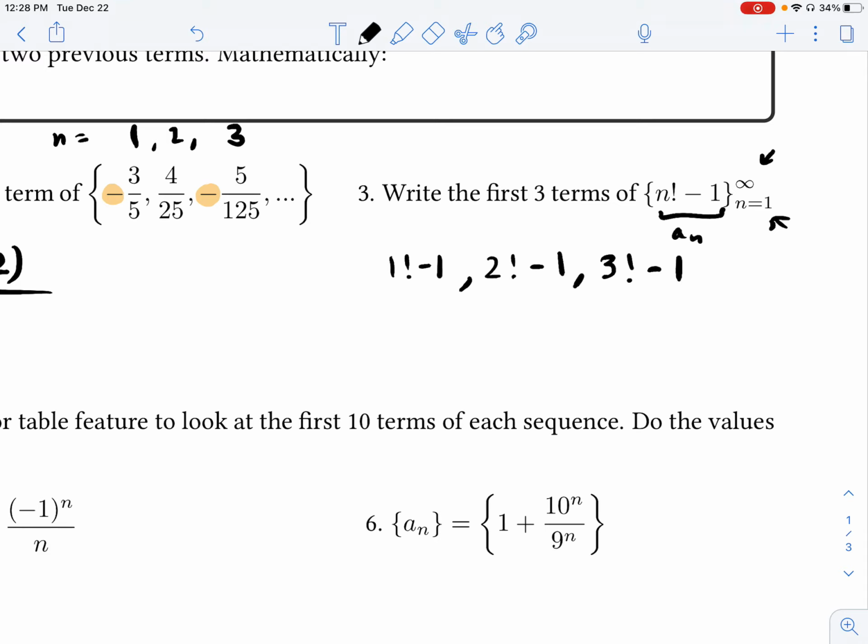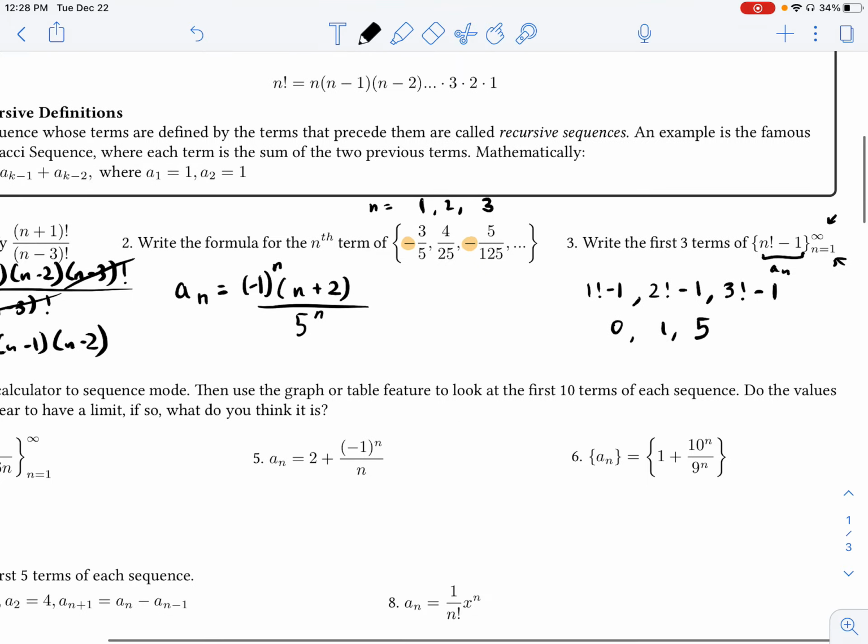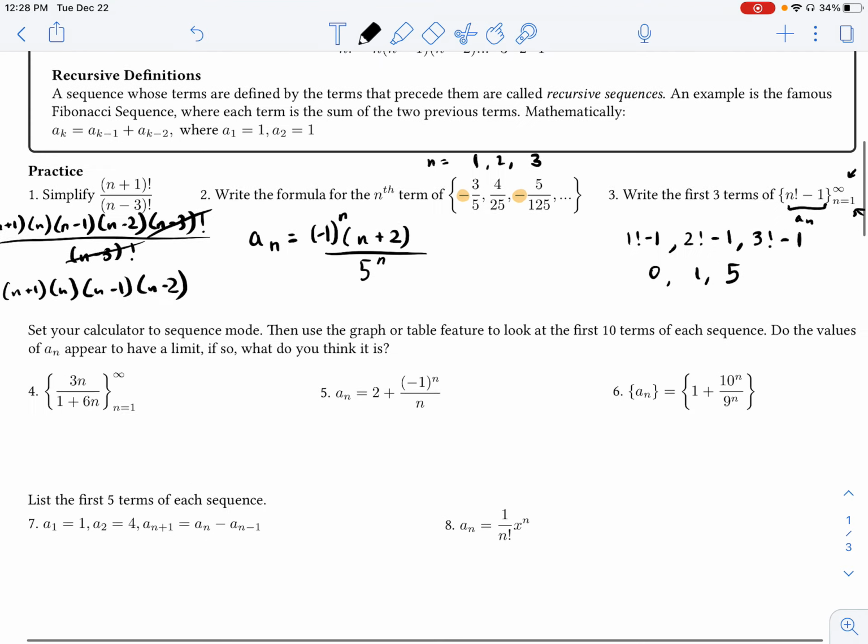And just to clean this up a little bit, 1 factorial minus 1 is just going to be 0. 2 factorial, which is 2, minus 1 is 1. And 3 factorial minus 1, that's 3 times 2 times 1, which is 6, minus 1. This is going to give us 5. Okay? All right, let's do a little bit of work in our calculators here.